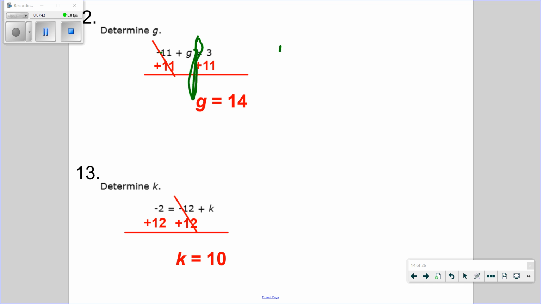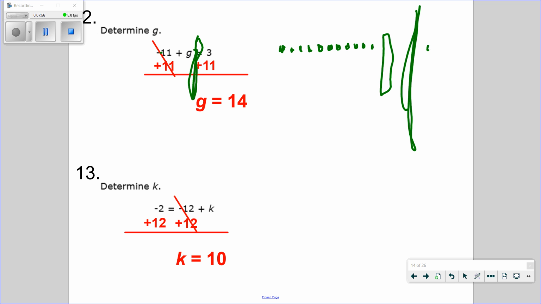Of course, I could draw the picture if you choose to. Here is negative 1, negative 2, negative 3, and 4, negative 5, negative 6, negative 7, negative 8, negative 9, negative 10, negative 11, G equal, and positive 3. Is this isolated? No. So what do I need to do to this one? I add 11 positives. But I have to do it on both sides. All this cancels. And so that's why it's 14.